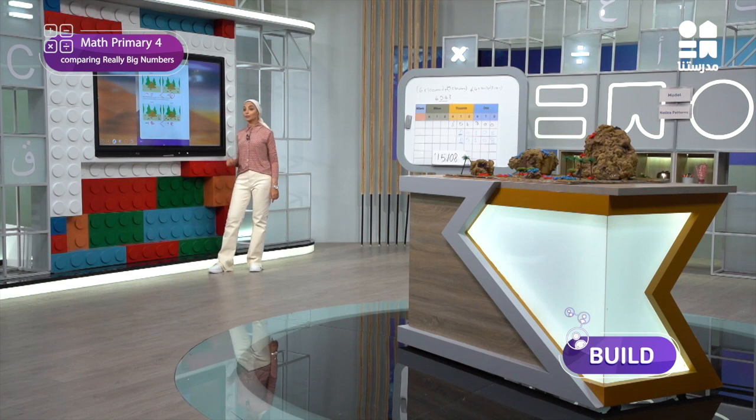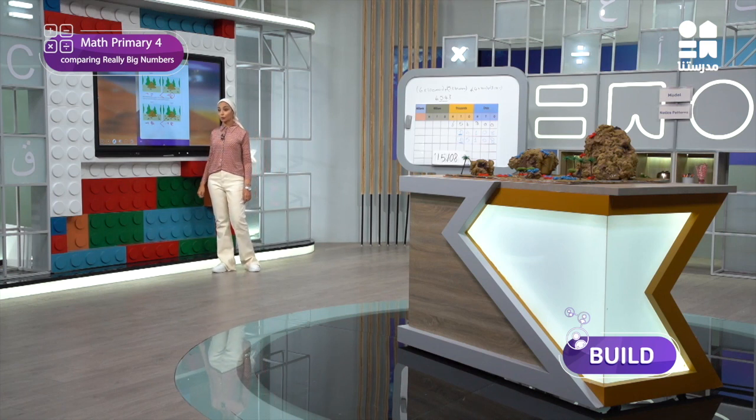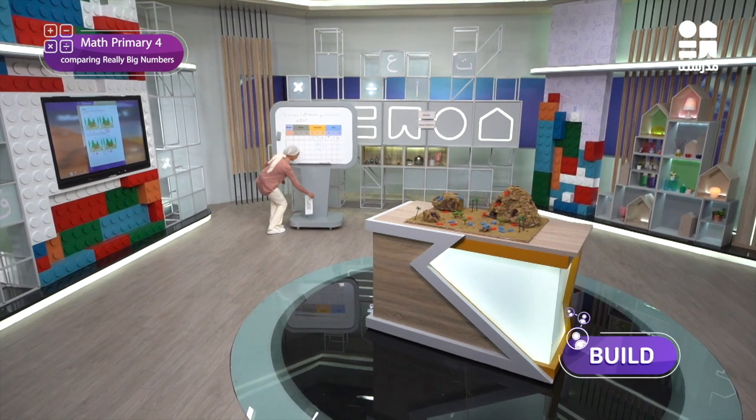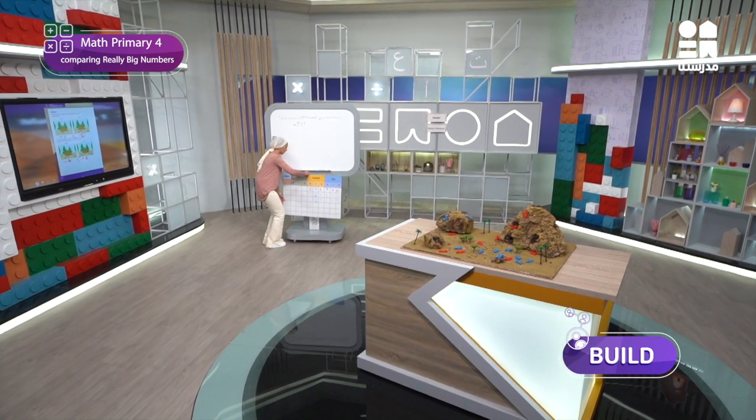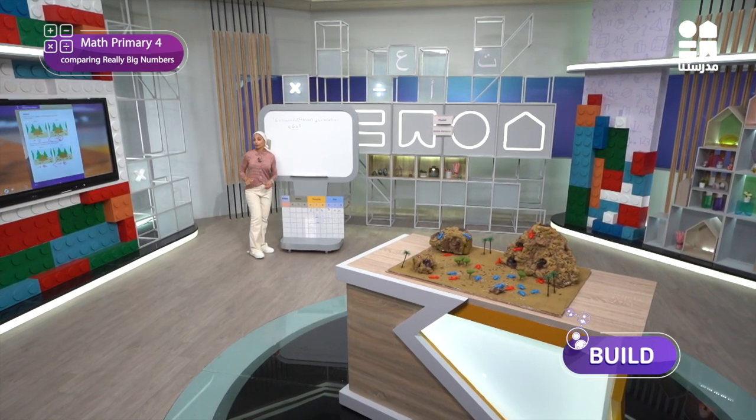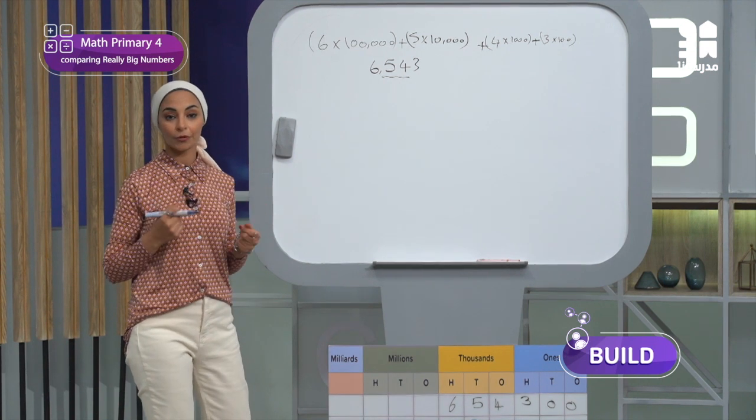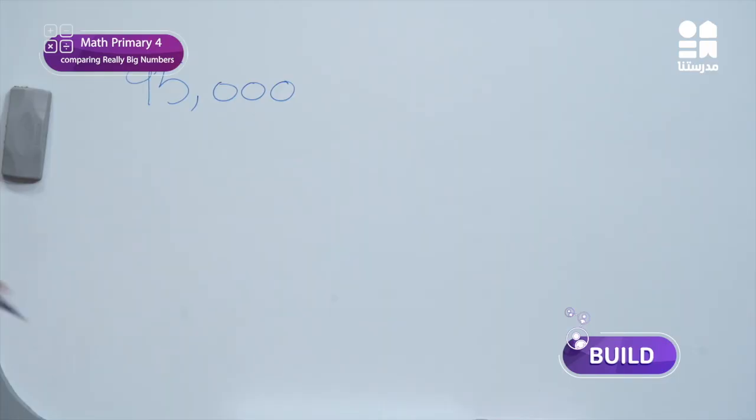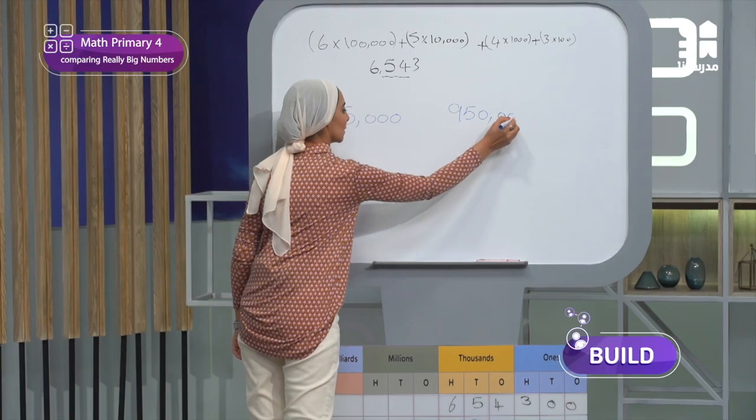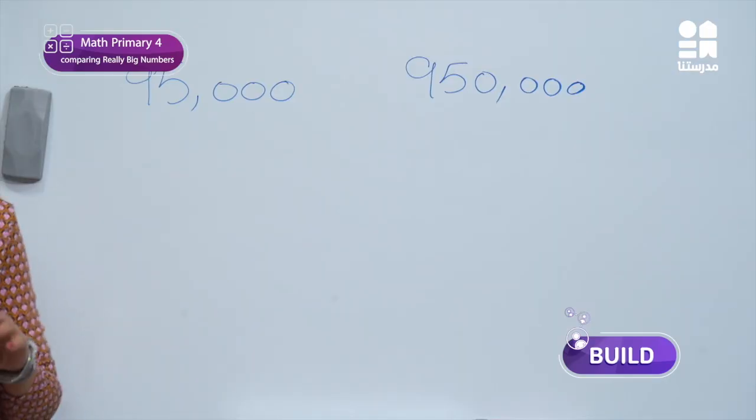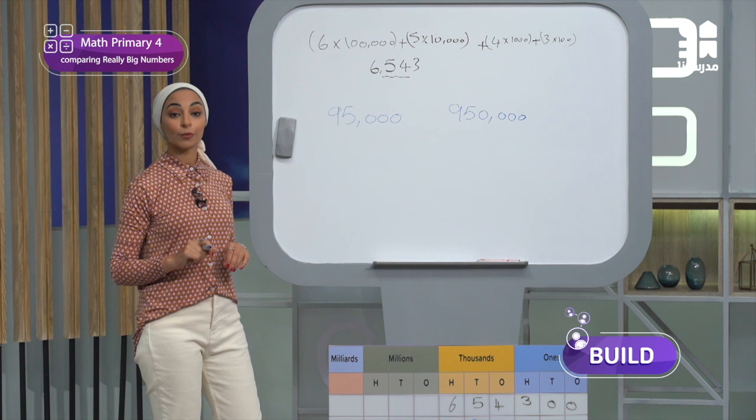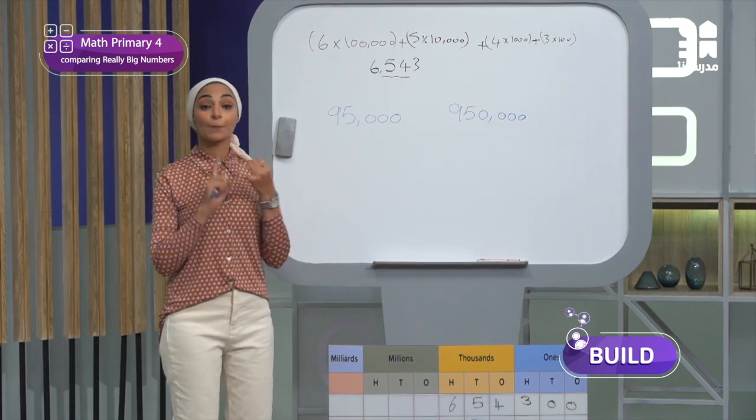Now you have examples in your book, and I also wrote 2 examples on the board here. Let's apply the 2 strategies we have learned about comparing large numbers on them. Let's see. Here in the first example, we will compare 2 numbers, which are 95,000 and 950,000. What should I do? First of all, I will use the first strategy, the place value strategy.